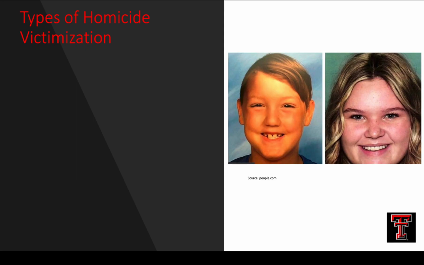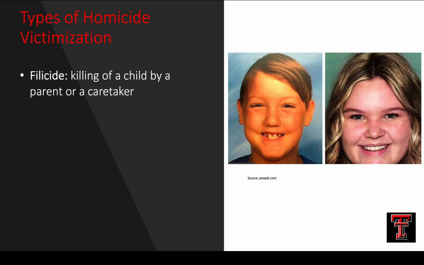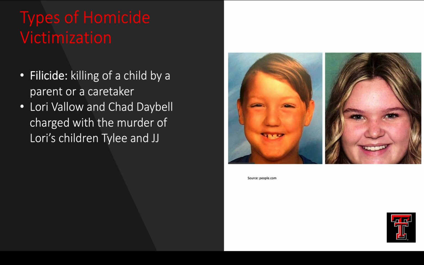Okay, so now we're going to talk a little bit about specific types of homicide victimization. So the first is filicide. So this is a killing of a child by a parent or caretaker. So something that's not super common, but when it does happen, it often receives a lot of media attention.